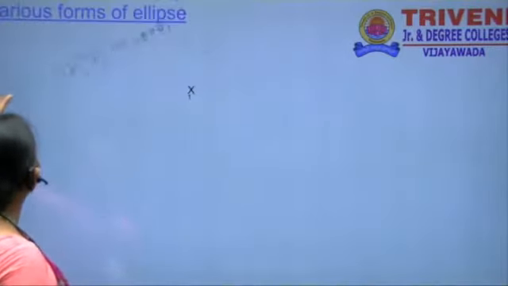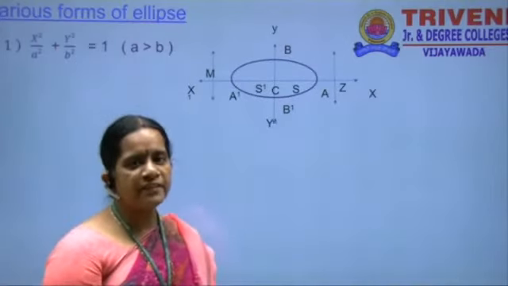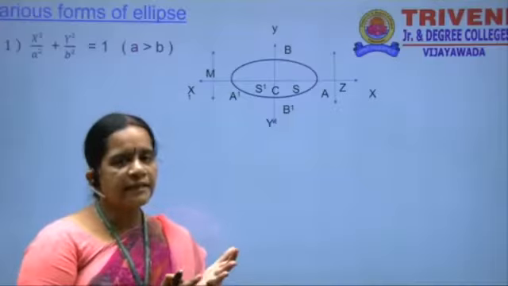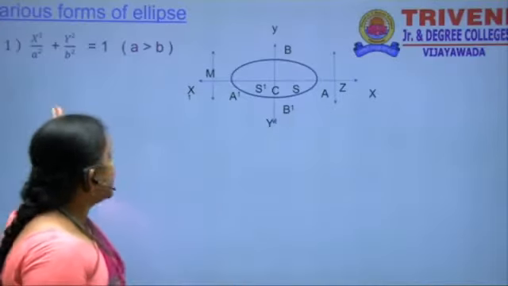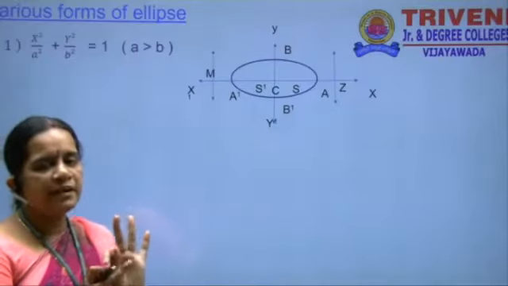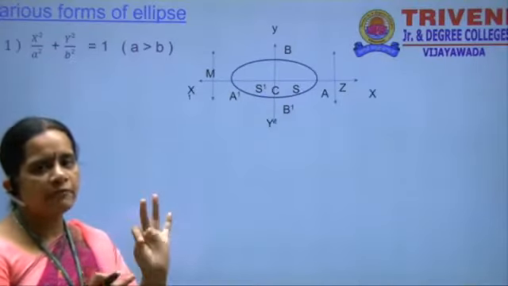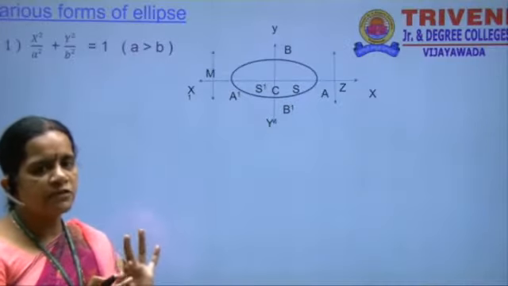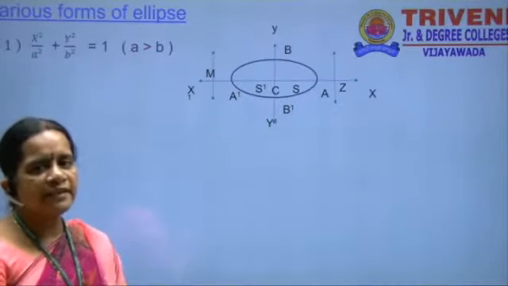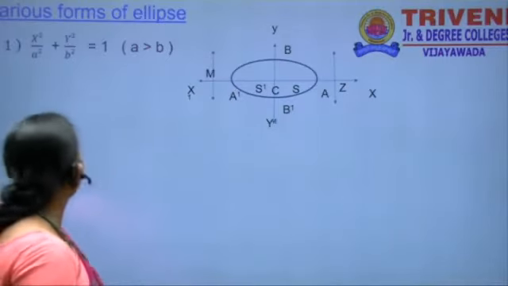And then various forms of the ellipse are there. Here the denominators have a square, b square. First, a greater than b. Second one is a less than b. Third one also we have here. The first two have center 0, 0 and the next two have the center h comma k. Some formulas are there here.